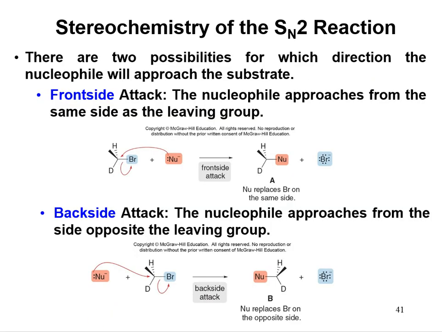The next concept to examine is the stereochemistry of these reactions. There are two ways for the nucleophile to approach the substrate. The substrate is the alkyl halide. The nucleophile can approach from the front or from the back. The front side is defined as the same side as the leaving group, as shown in the first picture. The back side is defined as the opposite side of the leaving group.